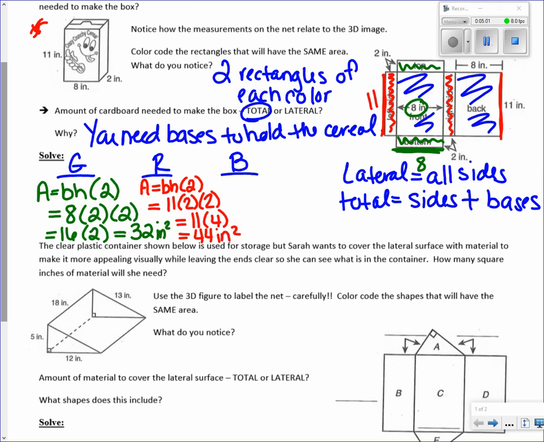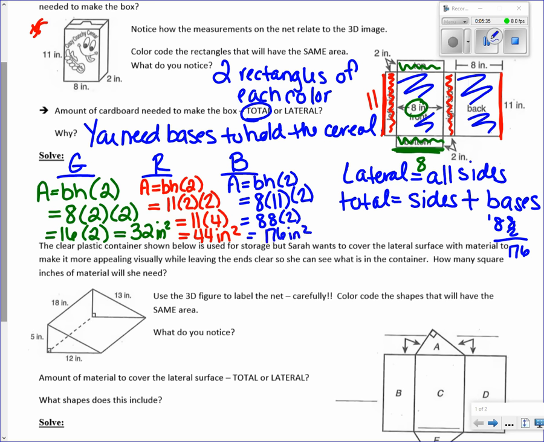So we have one more last piece, and that's going to be our blue pieces. So blue is in the middle. Again, same formula, base times height times 2. The base of the big rectangles in the middle is 8. The height is 11. And times 2. So 88 times 2. So I'm going to come over here and multiply that. So I have 16, 17. So I get 176 square inches.